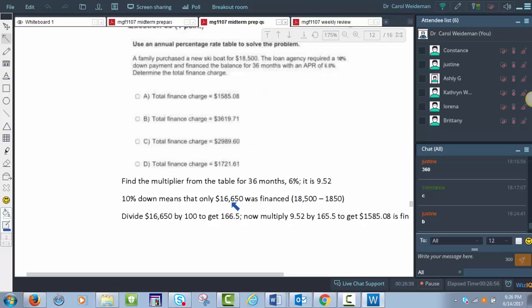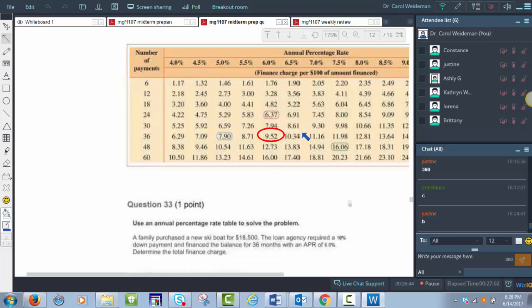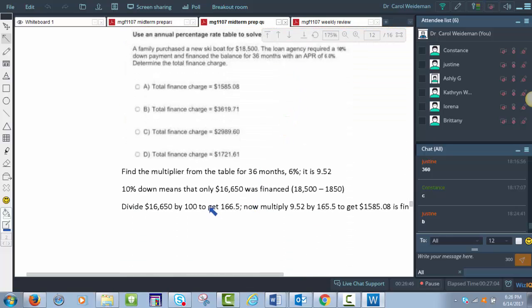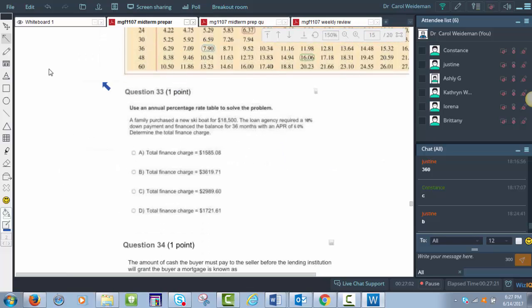They actually borrowed $16,650. Now remember, this table is per 100 of amount financed. So take the amount financed, divide by 100, and I'm going to take 166.5 and multiply by that number in the table. And so I get an interest charge of $1585.08. That's the finance charge, which is answer A.